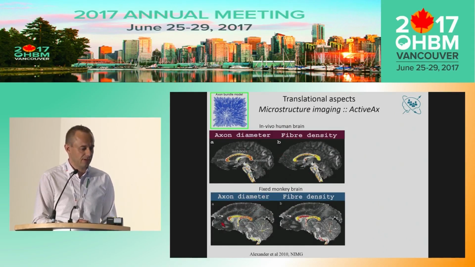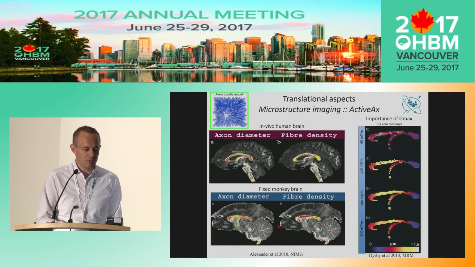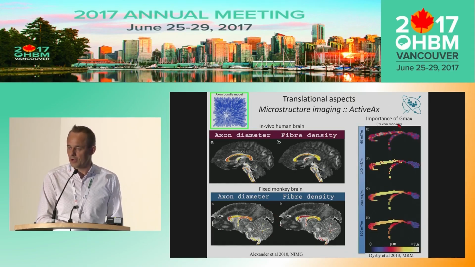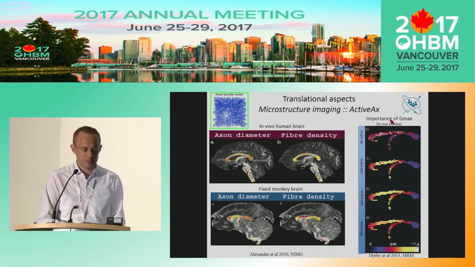You can also do it the other way around, as we did here. So this is ActiveAx axon diameter measurement. We did it in a fixed monkey brain, and we compared it with the possibility of actually doing the same thing in vivo. And because we have this postmortem brain and we have the powerful preclinical scanner, we can also start to look at how important the hardware is to be able to extract these microstructural features. And we have studied the different gradient strengths in the same session.